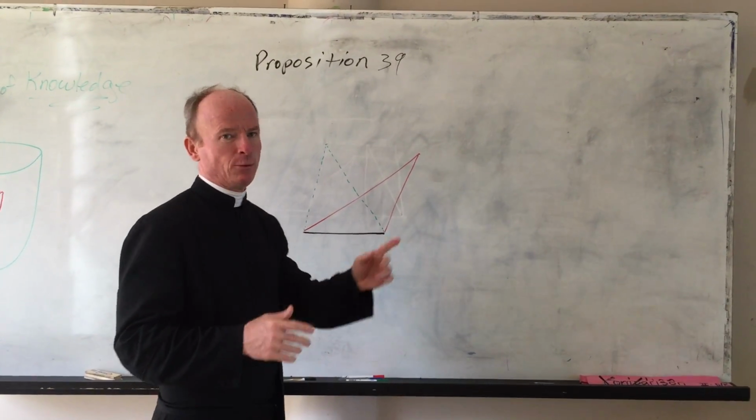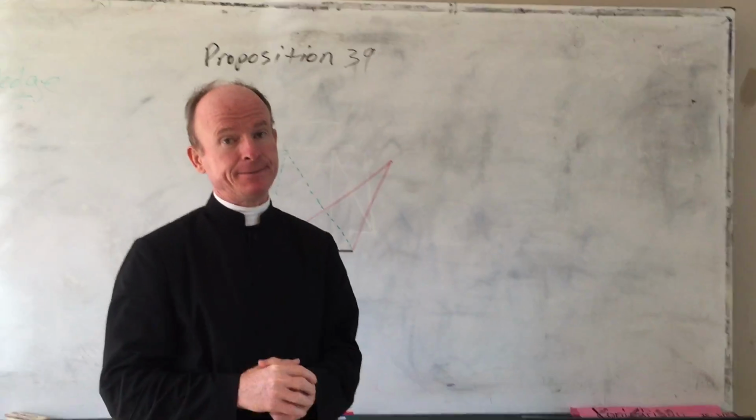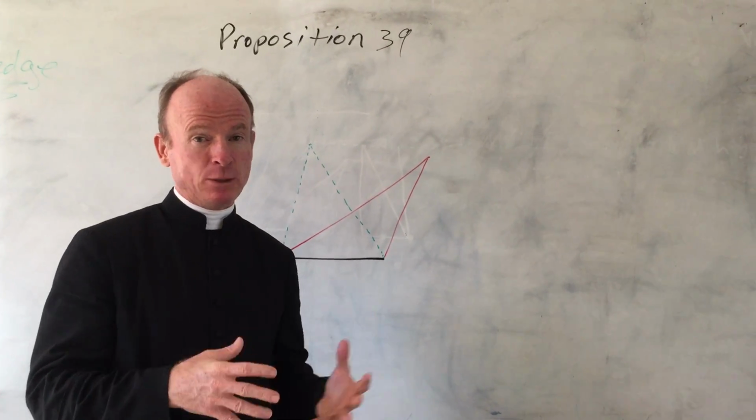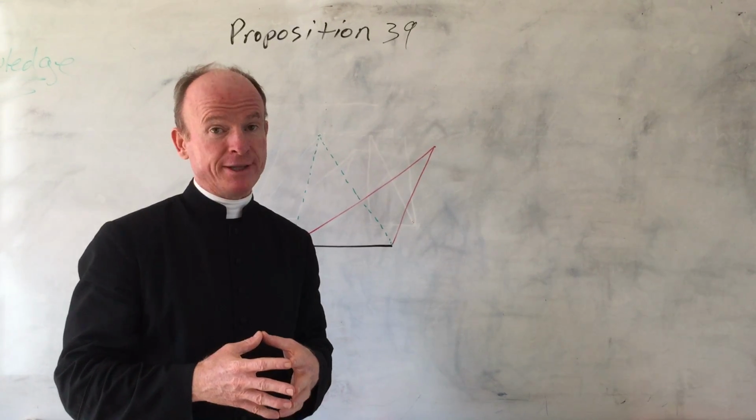Hello, dear students. Today we have Proposition 39, Book 1. Triangles on the same base, which are equal to each other, and on the same side of that base, are in the same parallels.